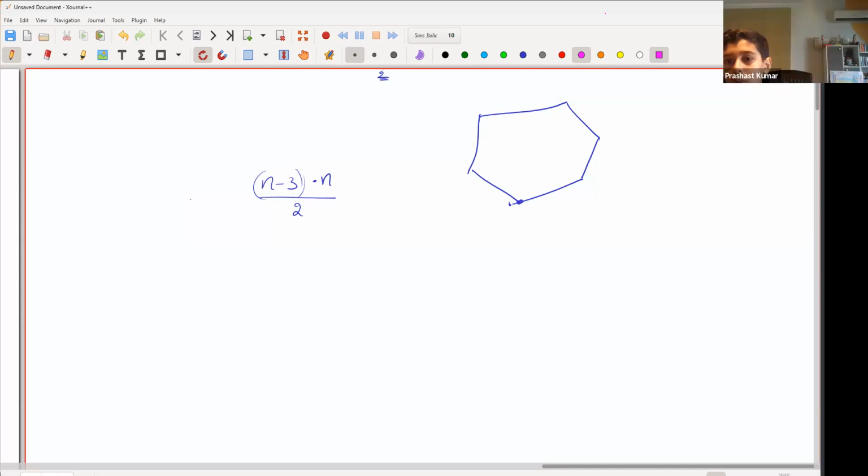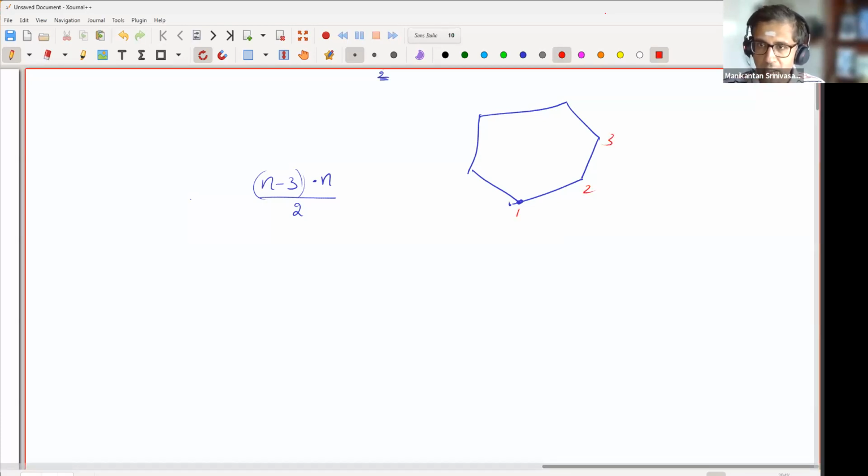Why only minus 3? I'll tell you, I'm coming to that. Okay, so let's say there are n vertices. Let's say 1, 2, 3, 4, and so on, and let's say this finishes at n. In this case, we know n is 6, but in general, let's say it's a large polygon. You have n vertices, right?